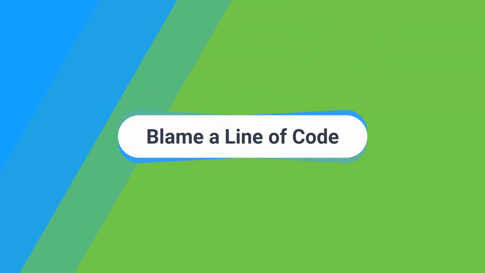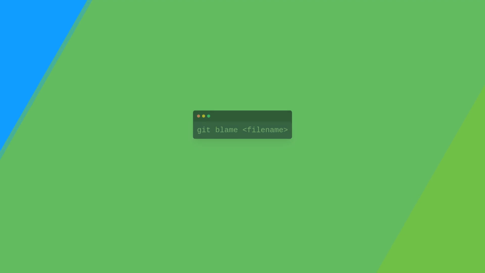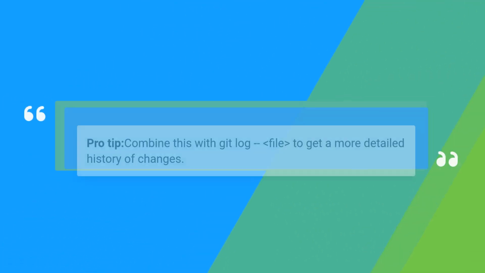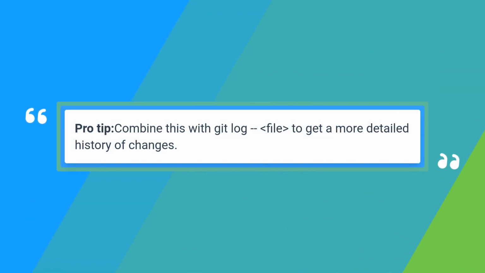Want to know who wrote a specific line of code? Git blame gives you a line-by-line history of who changed what in a file. Why it's cool? It's an easy way to track down who made a change and when, especially when debugging issues. Pro tip: combine this with git log to get a more detailed history of changes.